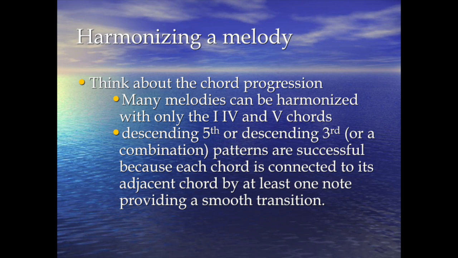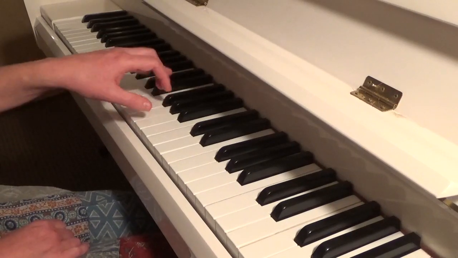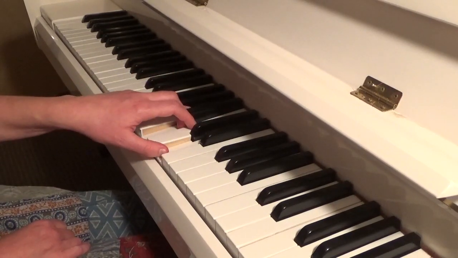You can also think about chord progression when you're harmonizing a melody. Like the first steps I've said, you isolate each measure, take an inventory of the melody notes, and then find some kind of chord that's going to fit with it. But we can also think, well, how should chords follow each other? Many melodies can be harmonized using only the 1 chord, the 4 chord, and the 5 chord.